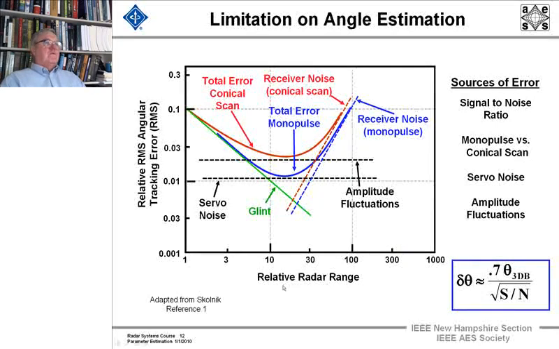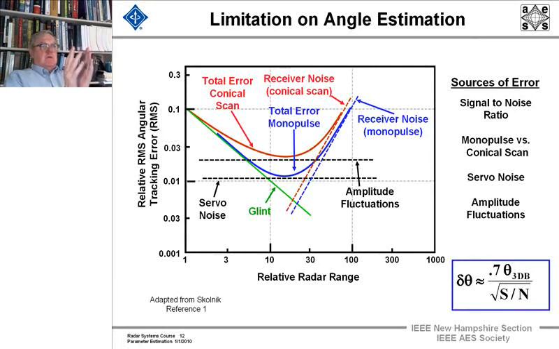Now, when we look overall, big picture, and we really work hard on making a dish radar as accurate as possible, there are a lot of different errors that come into play. This view graph shows you the relative RMS angular tracking error versus the relative range. And this is in logarithmic scale, and so is this. Okay. And these are relative units.